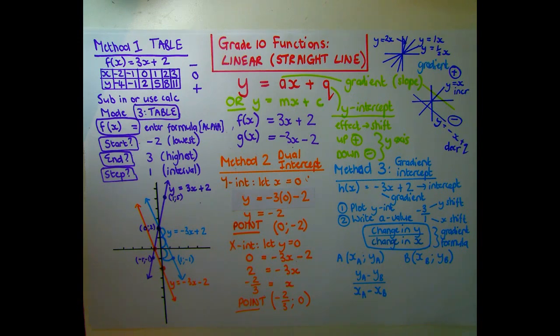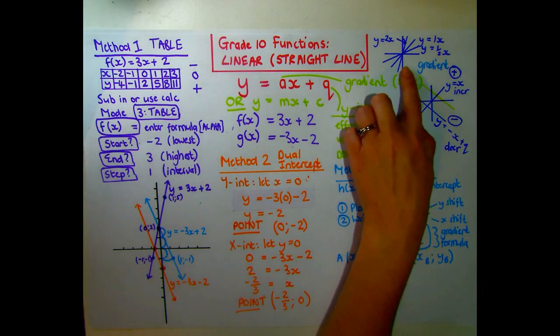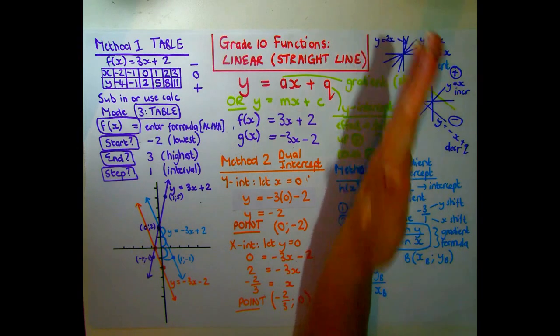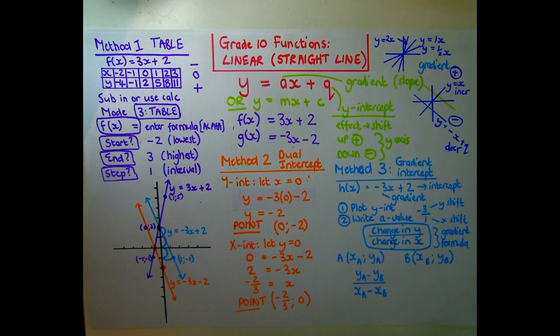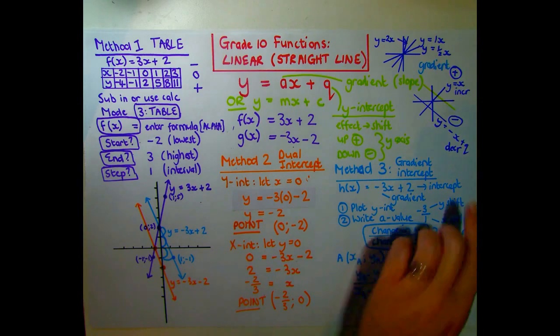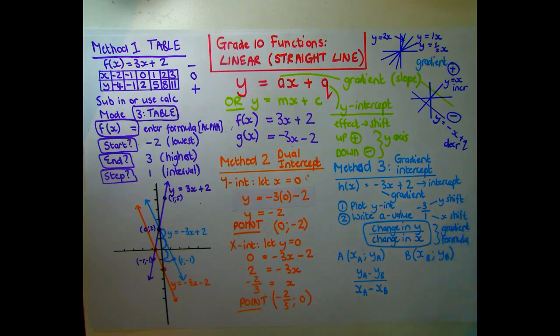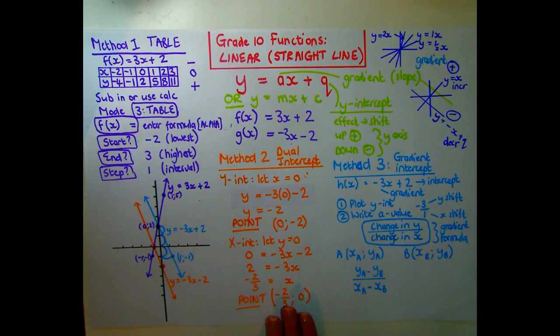The third method deals with a gradient, and just a reminder what the gradient does. The gradient, if it's a high number, affects the slope. The slope is more steep if it is a high number, and it is more shallow or less steep if it is a low number. If it is negative, then the graph slopes to the left and it is a decreasing function, and if it is positive, then the graph slopes to the right and it is an increasing function.